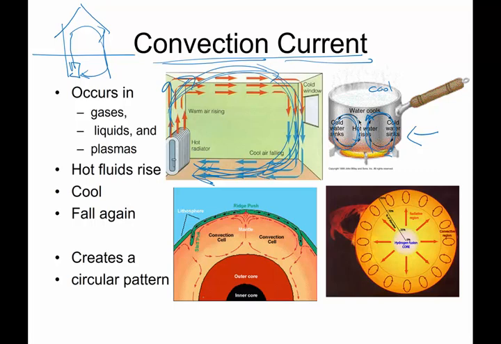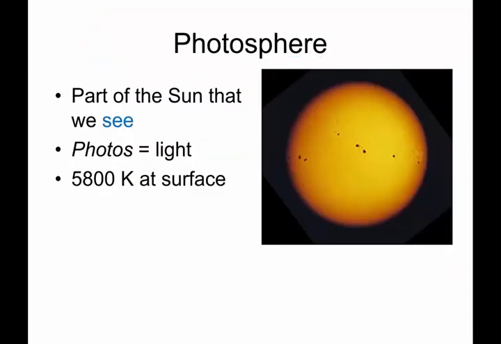Inside of our star, when the heat gets out of the radiative zone and gets into this outer zone called the convective zone, the hot plasma rises, gets to the surface of the sun, cools, and comes back. And this whole process creates these circular convection currents on the surface of our star.